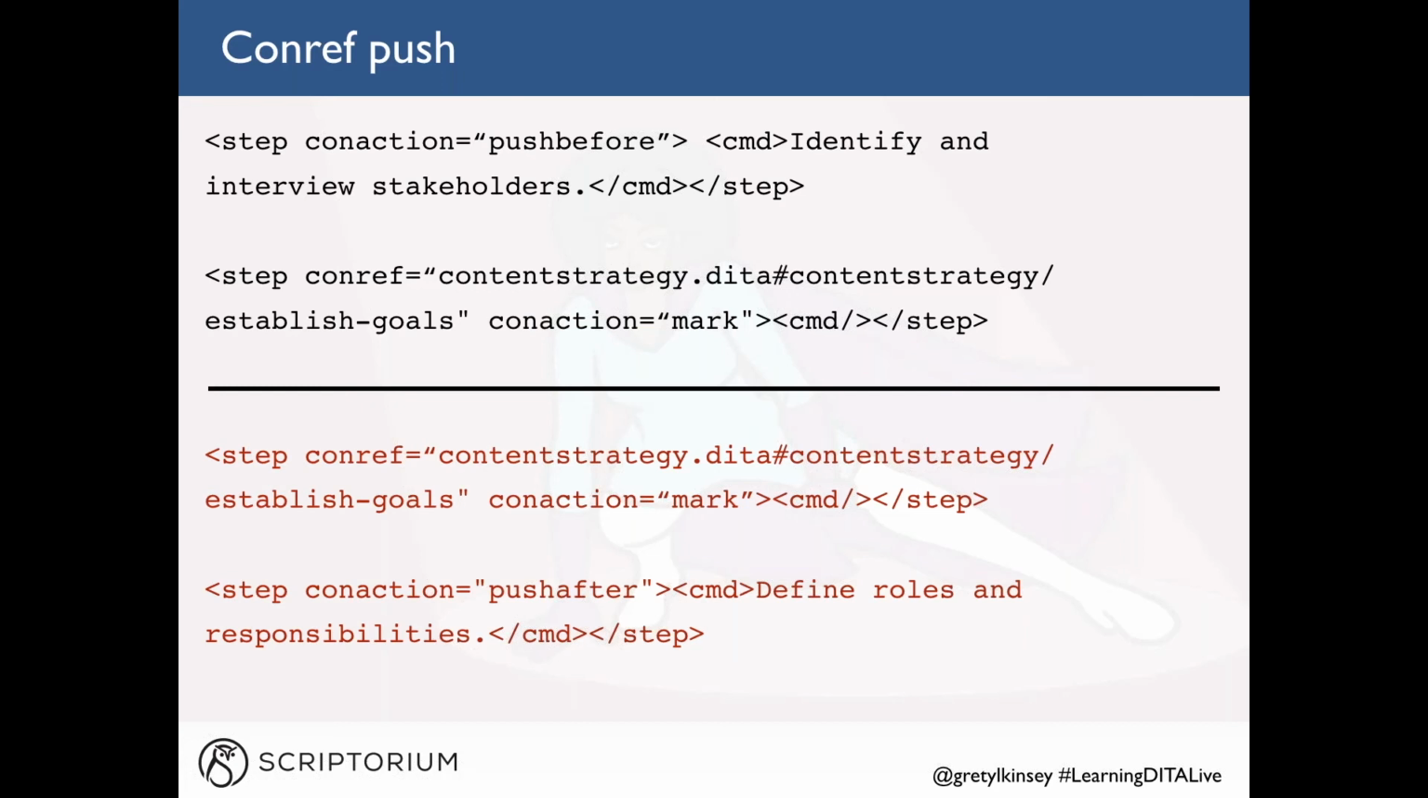The same principle applies when you want to push a step after the one in the task topic, except it's set up in reverse. So this time, the first step we have put here has that conref to the target element and that ConAction mark. And then it's the second step here that defines what content's going to get pushed into that topic. And that uses the ConAction attribute with this value of push after. So in both of these cases, you will get that additional step before or after your target step in your task topic whenever you publish your content.